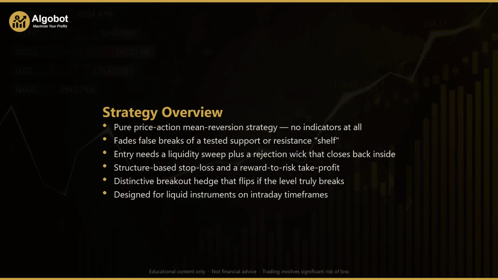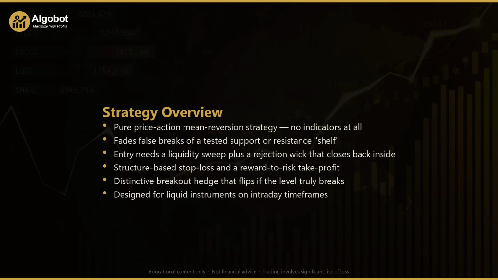Let's get into it. So what exactly is the Shelf Sweep Fade Hedge strategy? At its heart, this is a mean reversion strategy that fades false breakouts at a proven horizontal level. The design calls that level a shelf, a region of support or resistance that price has bumped into more than once. The whole approach reads directly from the open, high, low, and close of each candle on whatever time frame you attach it to. There are no indicators involved at all, no moving averages, no relative strength index, no average true range. Every decision comes from market structure and candle shape.